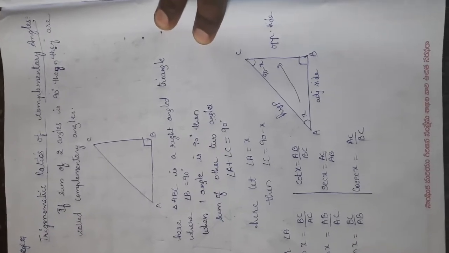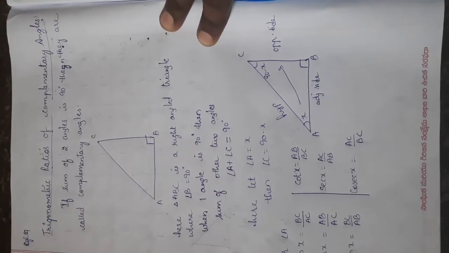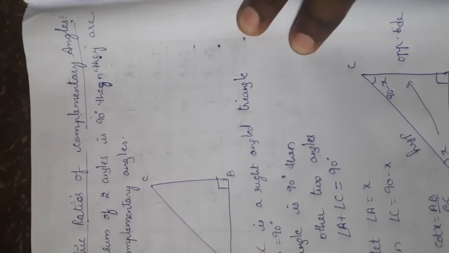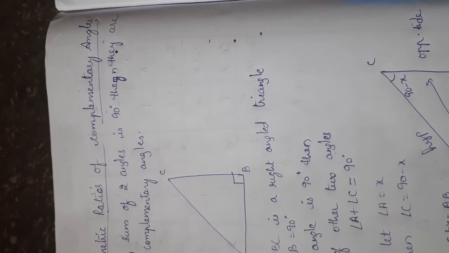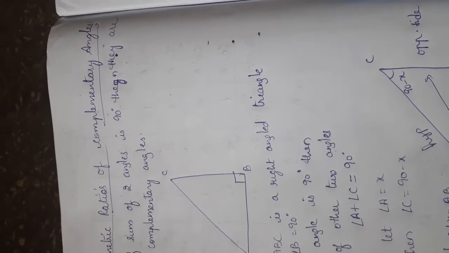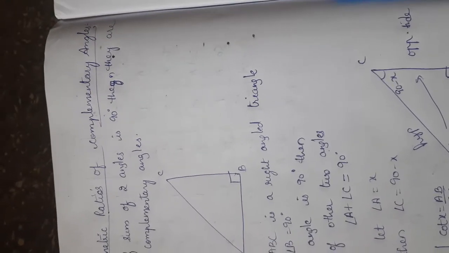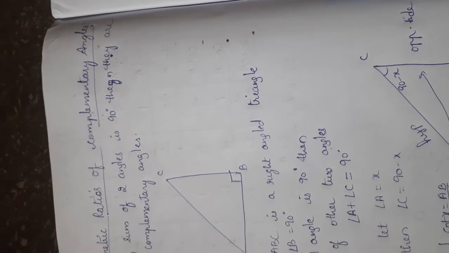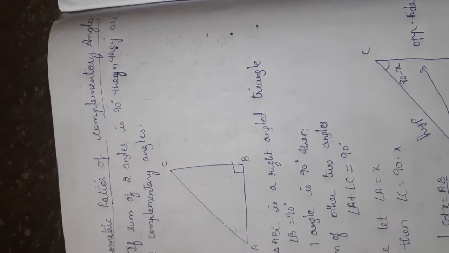Okay, our next concept, the most important and a little bit confusing concept, is trigonometric ratios of complementary angles. Okay, children, you know what are complementary angles? If the sum of two angles is 90 degrees, then the two angles are called complementary angles. Then what are supplementary angles? If the sum of two angles is 180 degrees, then they are called supplementary angles.